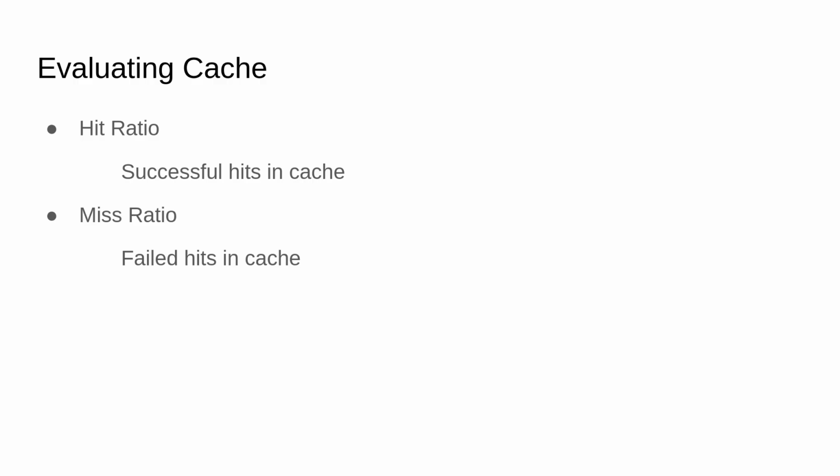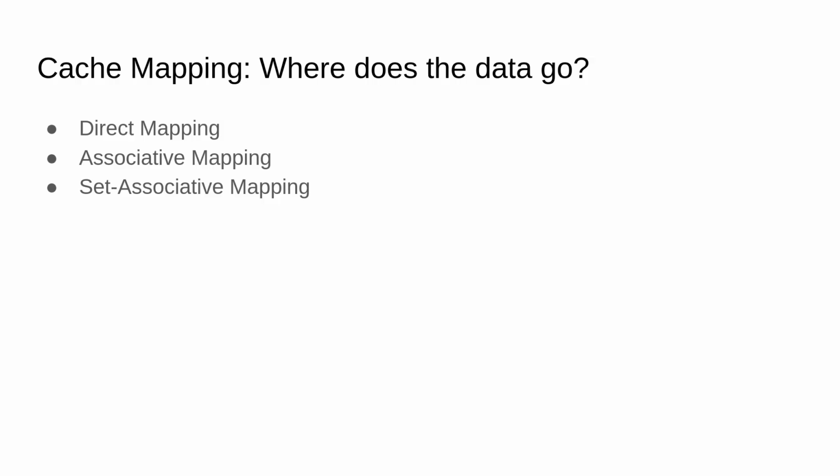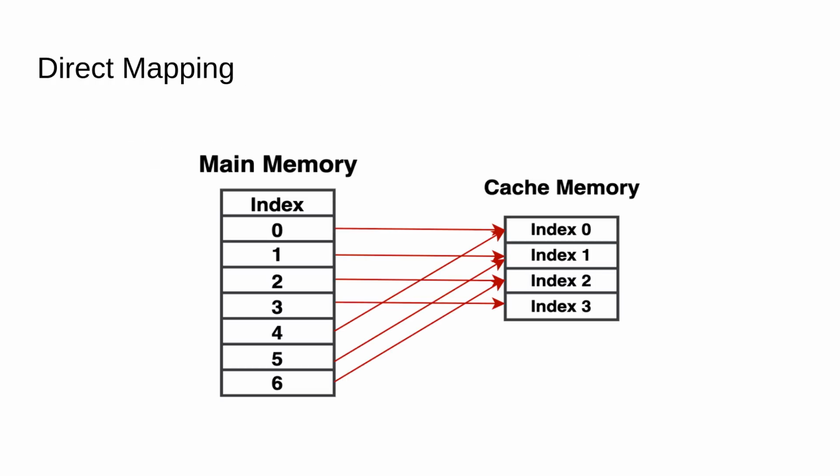Okay, so we know the cache stores frequently used data, but how does the CPU know where in the cache to look for it? That's where cache mapping comes in. There are three main types: direct mapping, associative mapping, and set-associative mapping. With direct mapping, each memory block has a specific location or line in the cache where it can be stored. It's like having assigned parking spots. Your car always parks in the same spot.